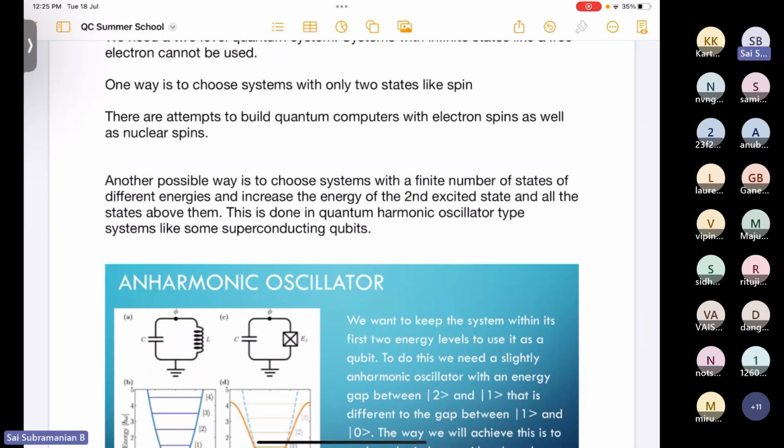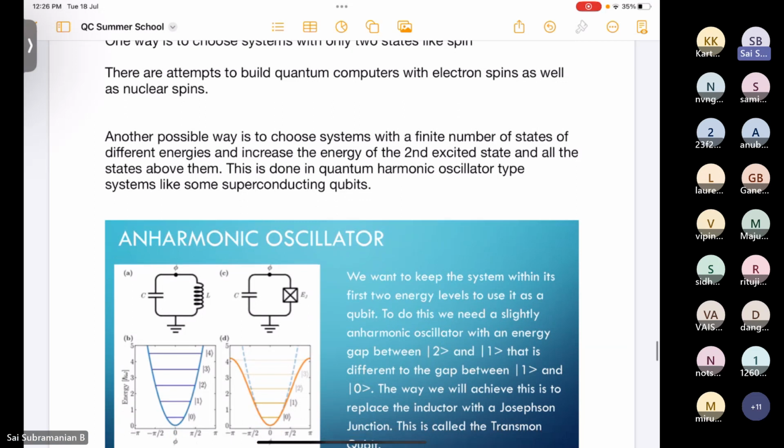This has some drawbacks. So another possible way is to choose a system with a finite number of states, where these states all have different energies, and we make all of the states other than the ground state and the first excited state have very high energy. So typically you might have heard that particles settle in the lowest energy states. So that's the idea we're using here. And one example of this is quantum harmonic oscillator type systems.